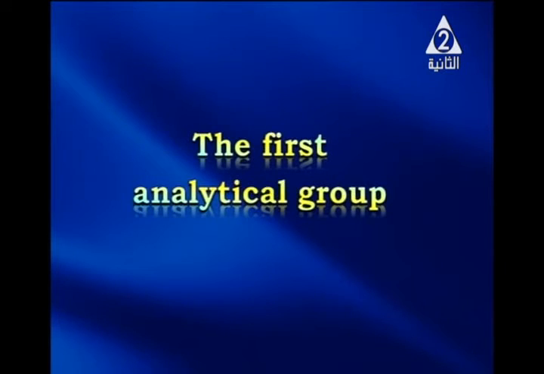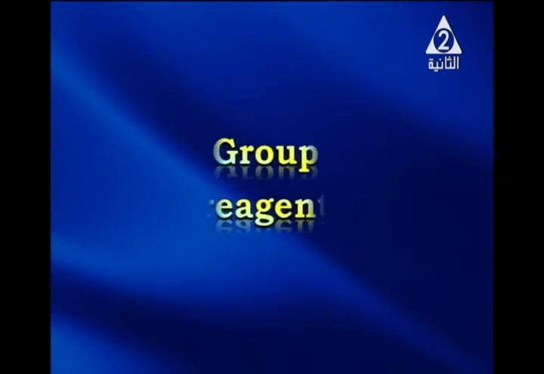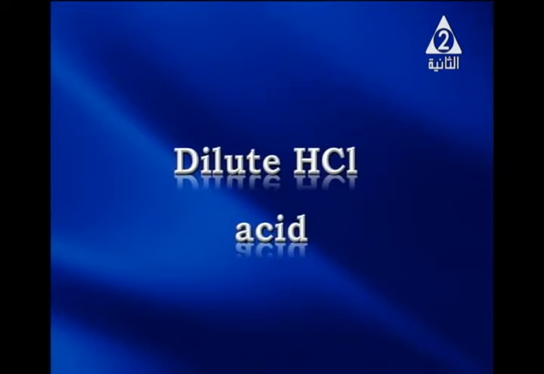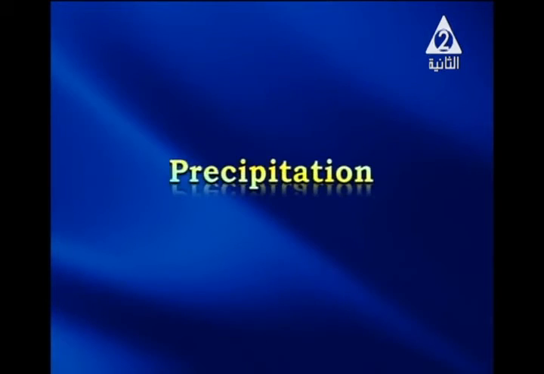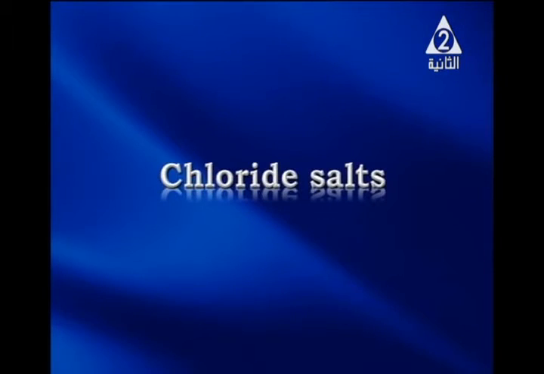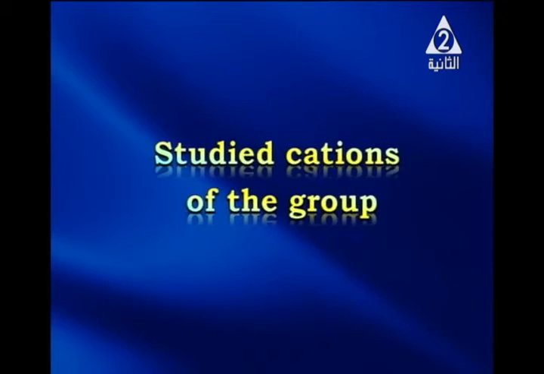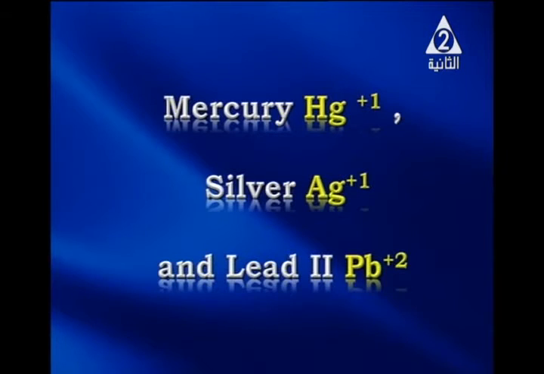The first analytical group. The group reagent here is dilute hydrochloric acid, and the precipitated salt here will be chloride salt. So the studied cations of this group are mercury Hg+, silver Ag+, and lead 2, Pb2+.